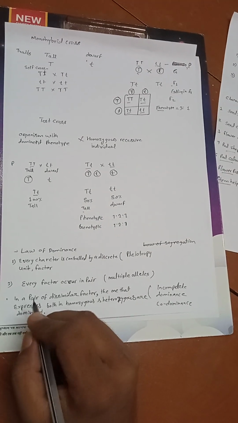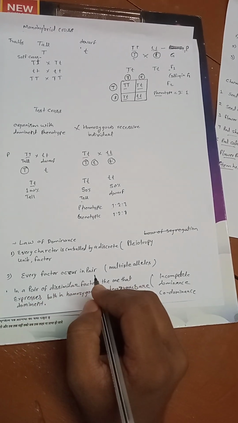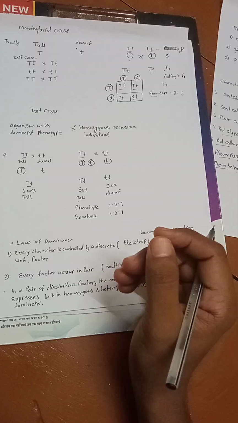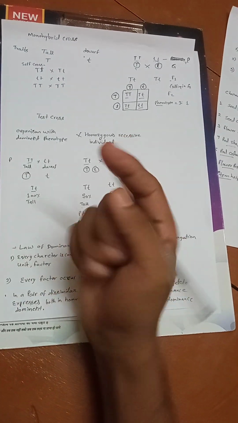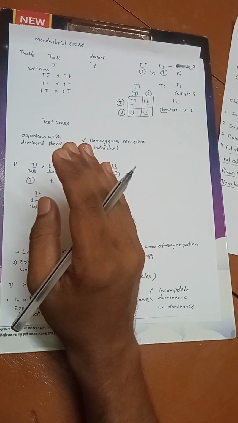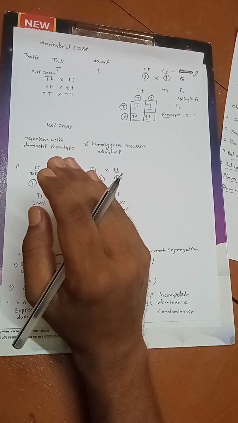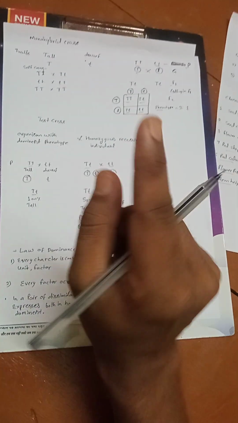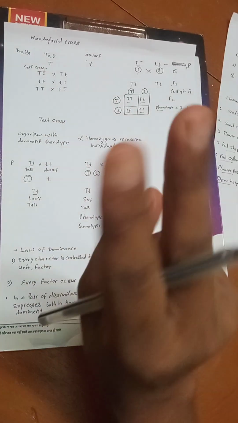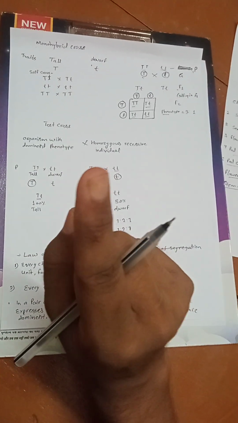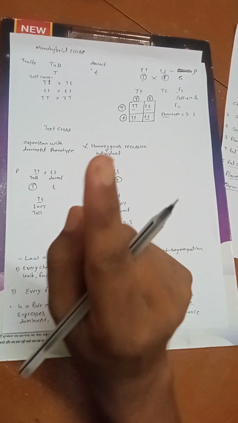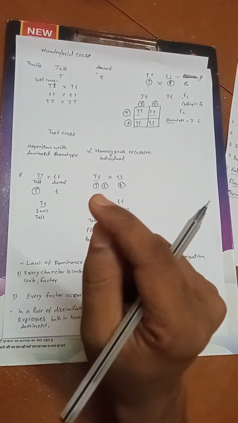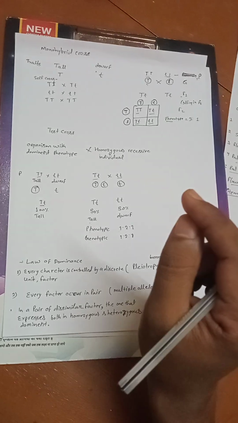The second proposition says every character occurs in a pair. Each character is affected in pairs. Like tallness: height is the character, but tall and dwarf are traits. Tall has capital T, meaning a factor controls the trait tallness, and that tallness is controlled by factors which are in a pair, capital T and small t.